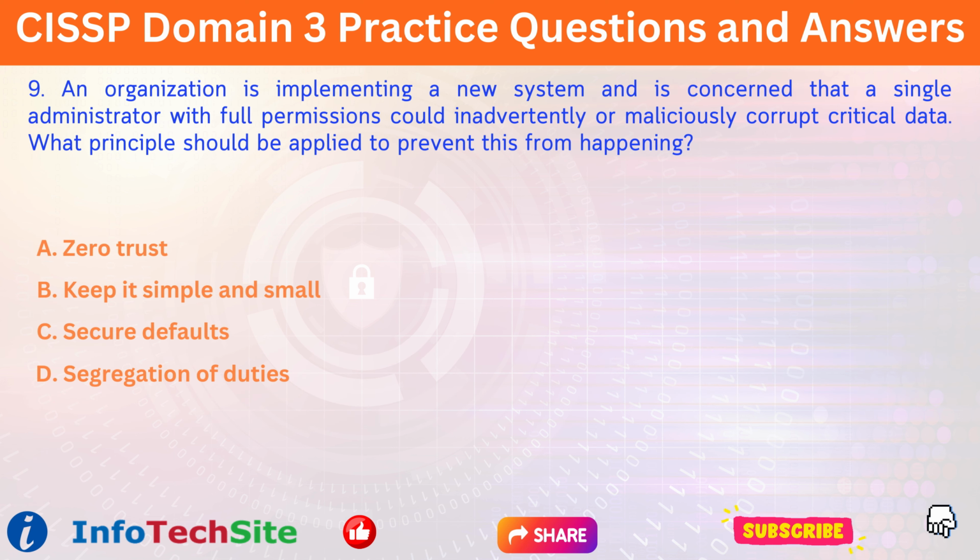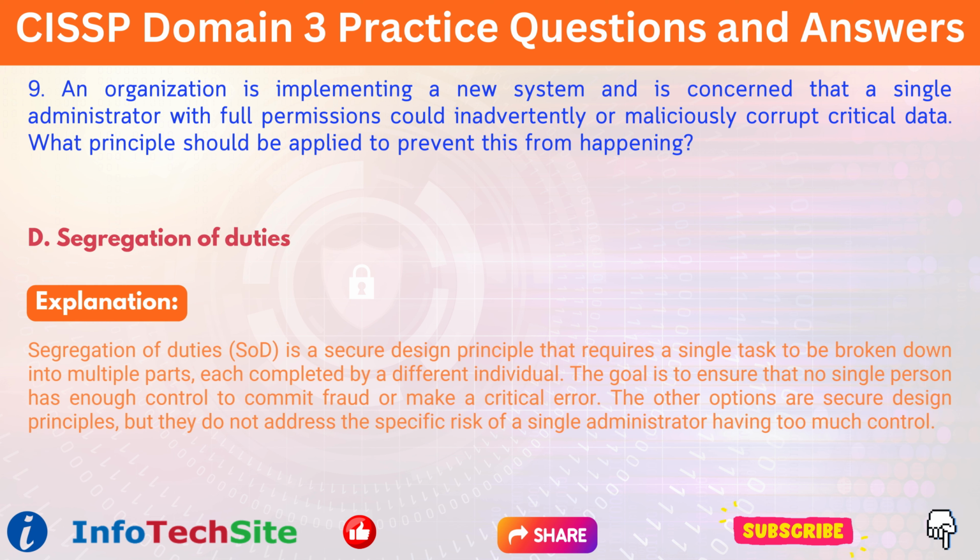9. An organization is implementing a new system and is concerned that a single administrator with full permissions could inadvertently or maliciously corrupt critical data. What principle should be applied to prevent this from happening? A. Zero trust. B. Keep it simple and small. C. Secure defaults. D. Segregation of duties. The correct answer is D.